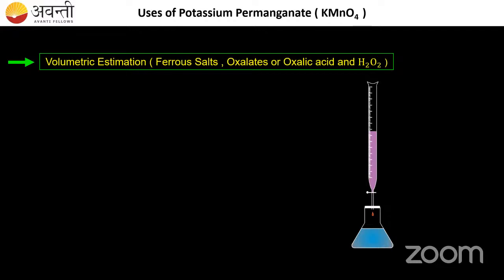Yeah. So we have the burette in the burette stand in the laboratory, no? In that burette stand, we fill potassium permanganate solution only, which looks purple in color. In that volumetric analysis process, potassium permanganate is used as one of the titrating agents, for estimation of the salts.